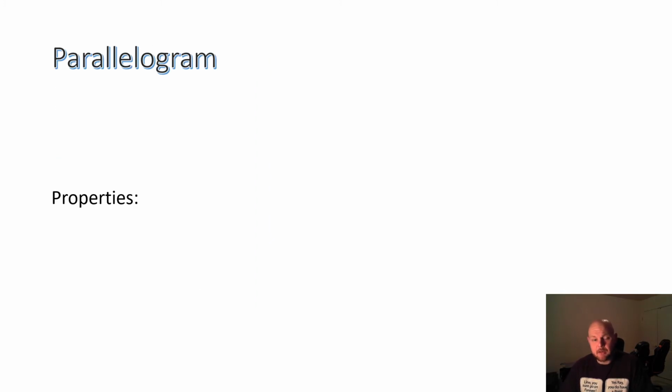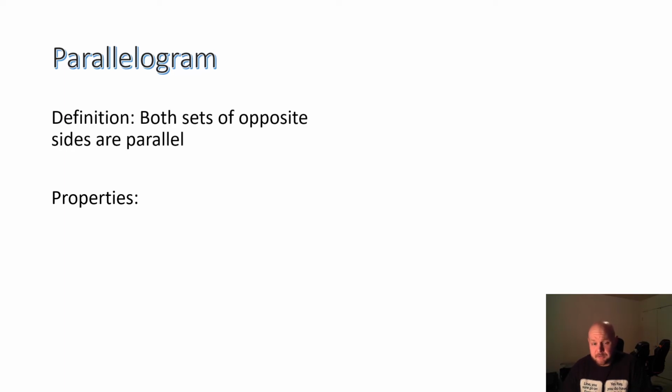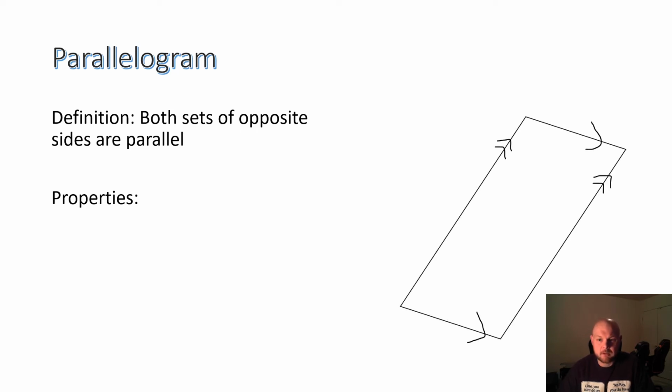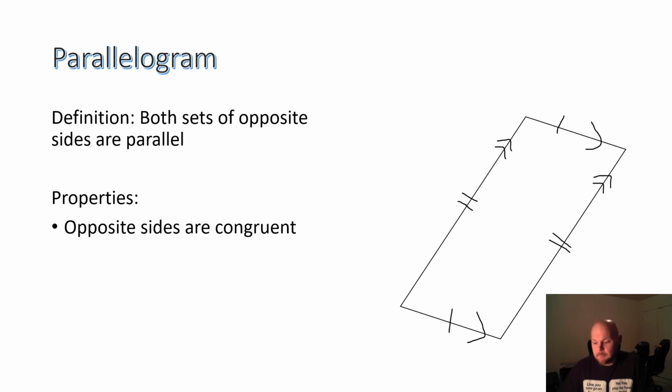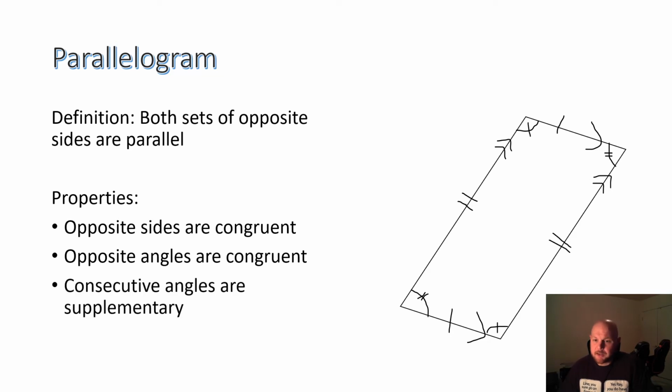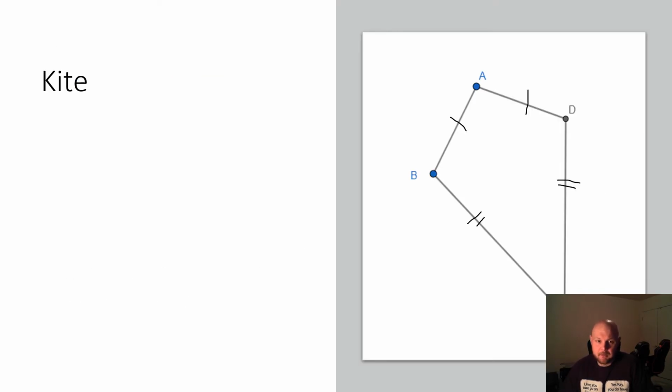All right, now let's talk about parallelograms. This is often one that we know a little bit about. Both sets of opposite sides are parallel, so that means we have two sets of parallel sides. So parallelograms are trapezoids. We're going to talk more about how they're related towards the end. In that diagram, I have my sides marked as being parallel. Some of the properties: opposite sides are congruent, opposite angles are congruent, and consecutive angles are supplementary.